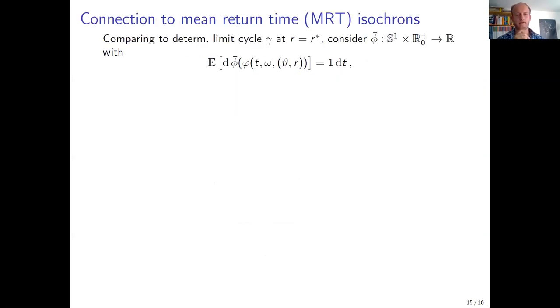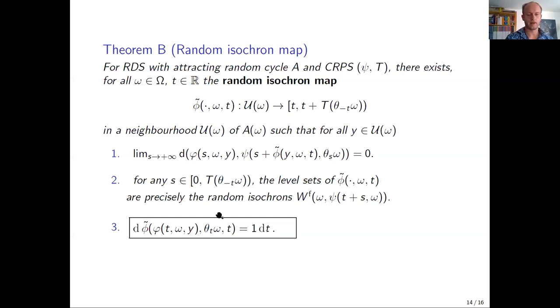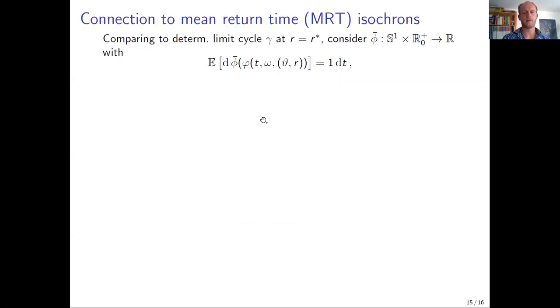And maybe just one last comment on how this is connected to the mean return time isochrons. So we could look at this problem now, this kind of equation, in an expected kind of way. So not looking at the phi being dependent on omega or some t, but really only as a deterministic function and looking at the dynamics along random trajectories, and requiring that the expectation of this speed is actually one, or a constant and then rescale to one.